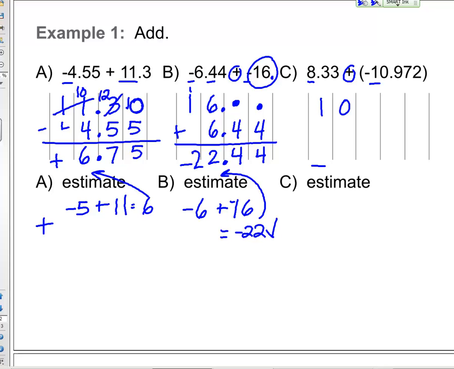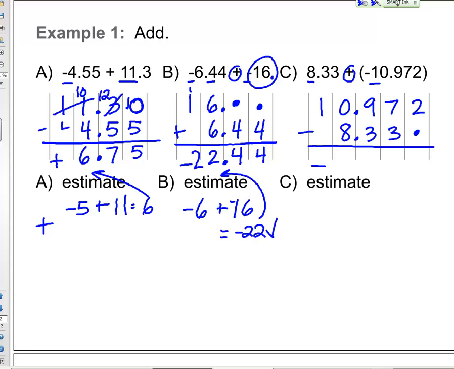Again, I'm going to write the larger number on top. And Panthers, please remember, the larger number is not always the longer number. The larger number is the bigger whole number, so please make sure you pay attention to that. And again, the signs are different, so we are subtracting 8 and 33 hundredths. Let's go ahead and place our 0 placeholder here.